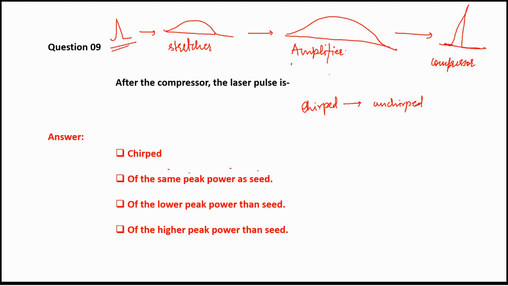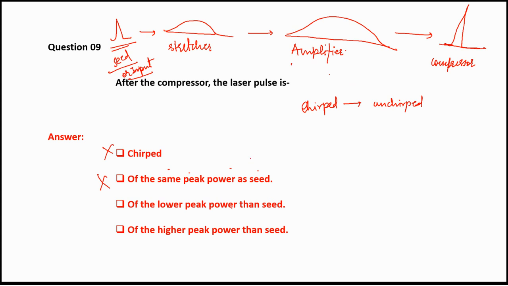The second option is of the same peak power as the seed. What is the seed here? This is the seed here, or say the input. Seed or input is something whose amplification we need to do. So, same peak power as the seed? If you just infer from the picture, you can say that it does not have the same peak power.